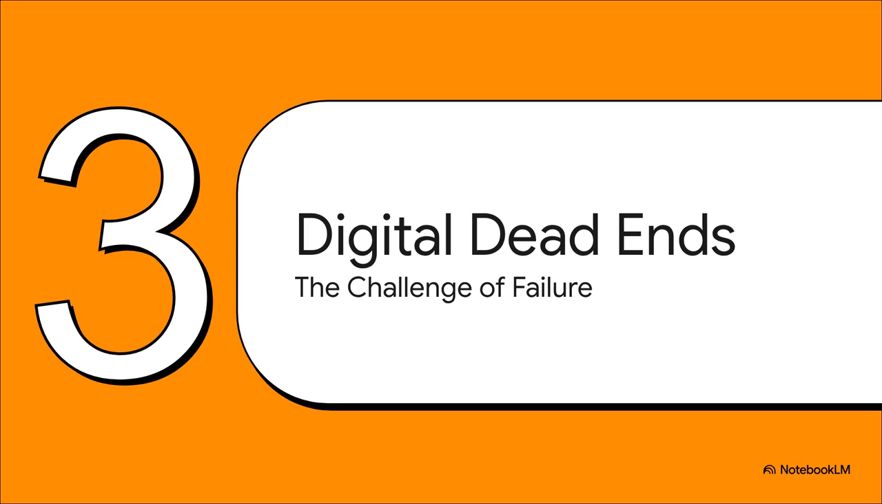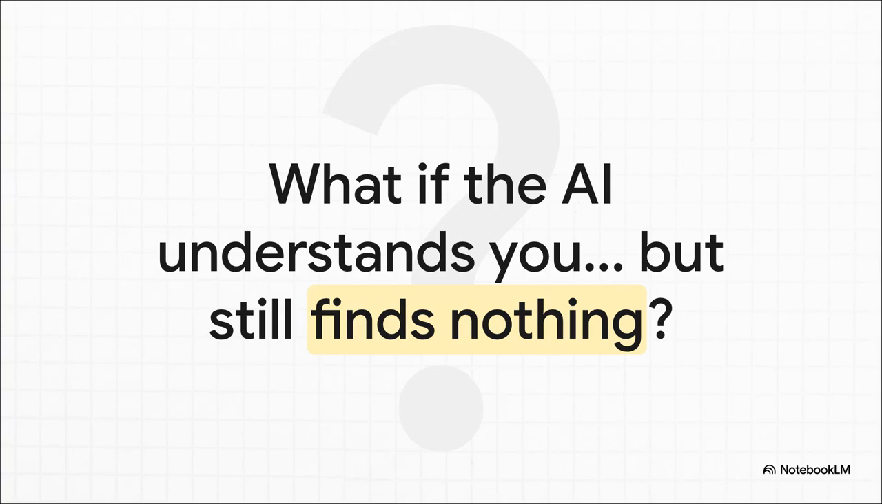Okay, so that's how a smart AI handles being confused. But what about that second big problem? What happens when the AI understands you perfectly, but it still can't help? This is what we call hitting a digital dead end. Imagine you ask a very specific, totally clear question. The AI knows exactly what you're looking for. It searches its entire knowledge base and nothing. This is the challenge of failure. Now, a poorly designed AI will just give up. But a smart one, it has a recovery plan.